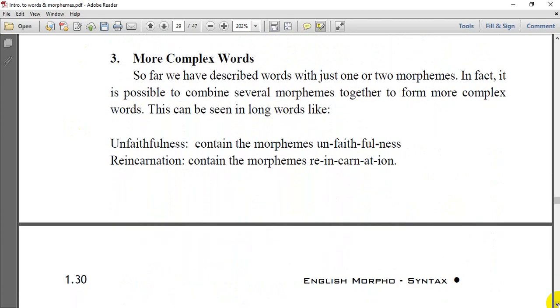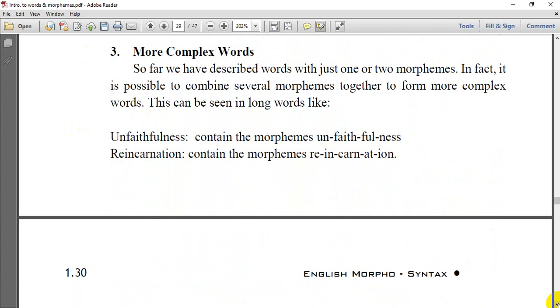More complex words. We have described words with just one or two morphemes, and it is possible to combine several morphemes together to form more complex words. This can be seen in long words like unfaithfulness.